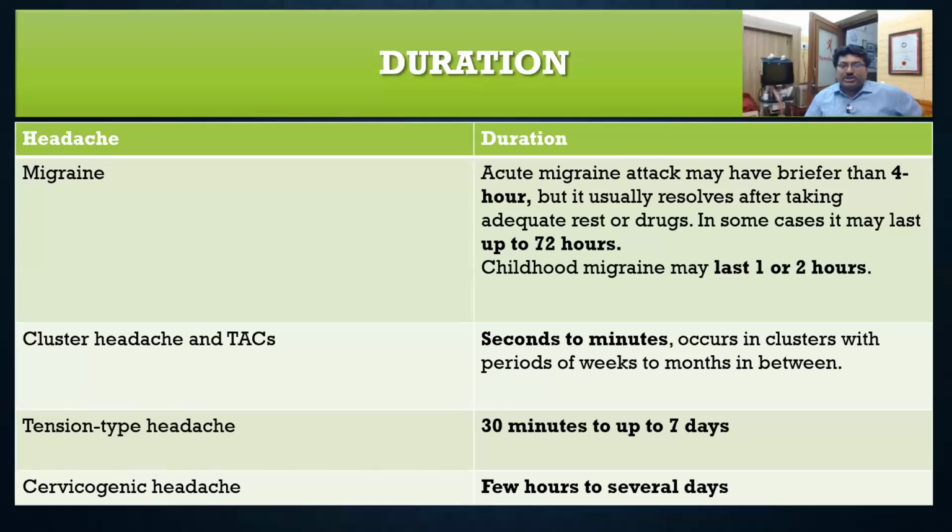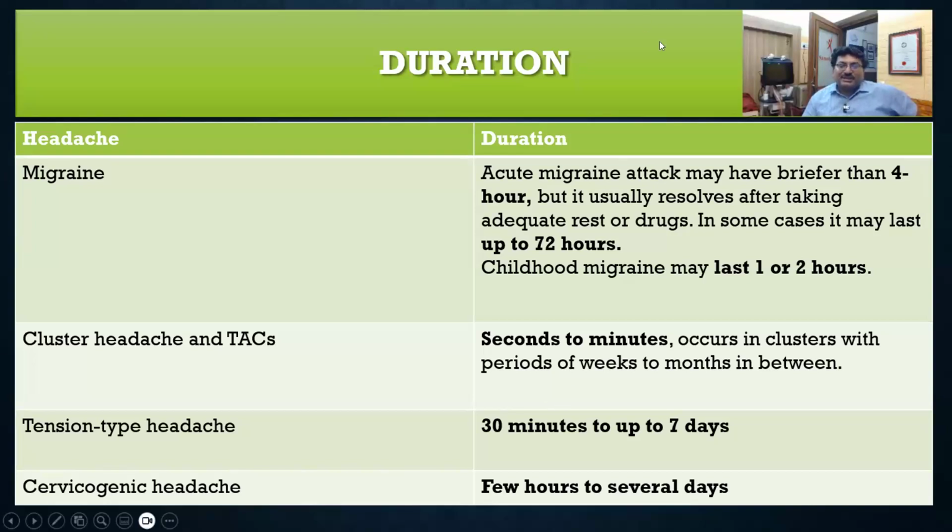Now coming to the duration. Duration is also a very important part in the history of a headache. For example, migraine can be very brief, about 4 hours, usually in young patients, childhood migraine, but usually it resolves after taking adequate rest and drugs, and the usual duration is around 72 hours. Okay, and childhood migraine can be very short, but I have already told you, the usual migraine history is that the patient has the headache, then usually it resolves after taking medicine or on the next day, okay, and can last up to 72 hours, one attack.